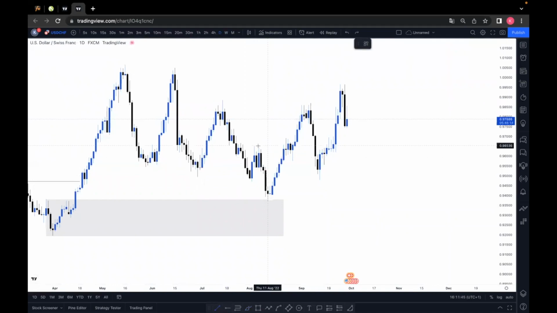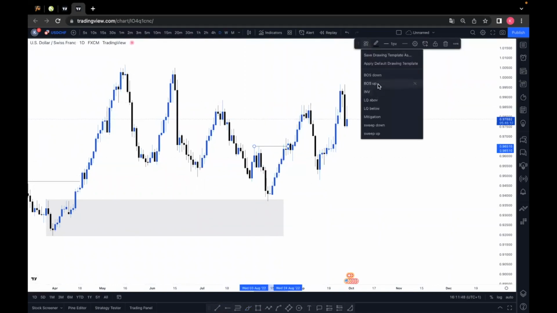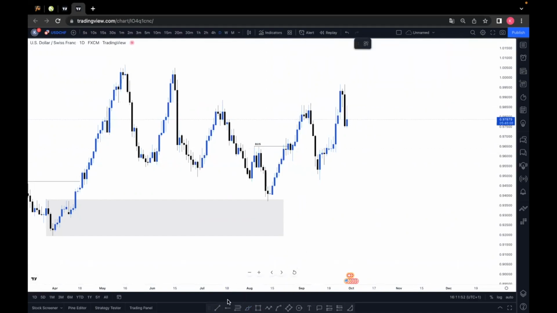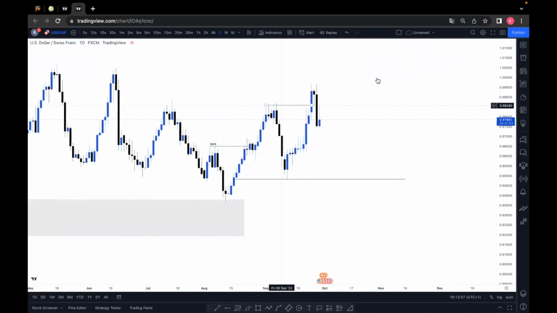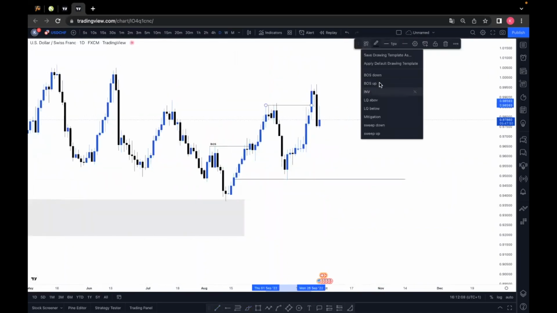So just to mark it up, we can clearly see that we had our change of character right here, right? So this was our change of character. We can clearly see that we had a mitigation right here, and we can mark it. So this line right here is our mitigation. Then we had a second break of structure, pretty much just confirming on the daily that price is pushing towards the upside. So we have on the daily time frame also that bullish order flow transition.